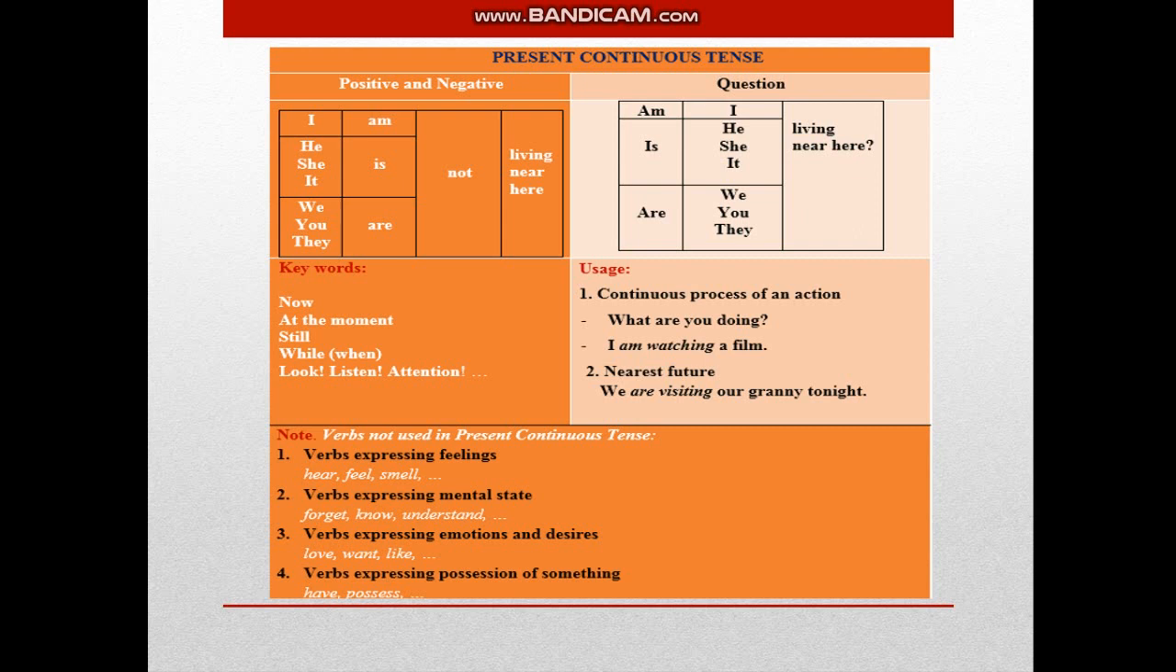So how to form the present continuous tense? To form the continuous, we use verb to be. Verb to be is am, is, are. I am; she, he, it take is; we, you, they take are. So after verb, we use V1. V1 means regular verb. Live, watch, sleep, drink, eat. For example, watch. I am watch plus ing. We add ing to the verb.